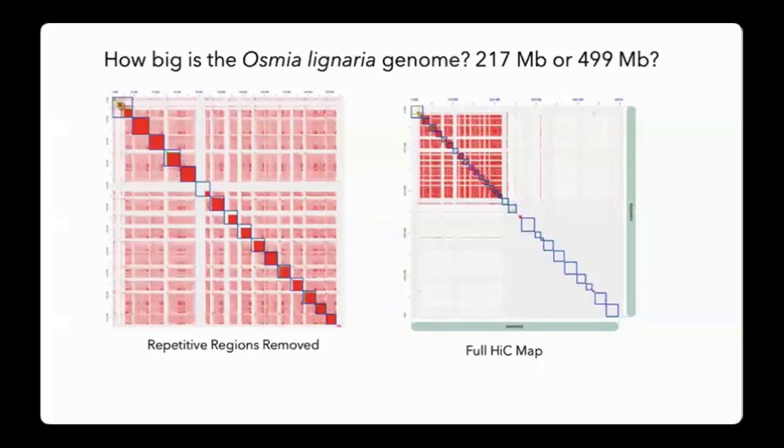So for Osmia lignaria, the genome size is either 217 megabases if you remove those repetitive regions, the non-red parts, or 499 megabases if you leave it in. And one of the things we've struggled with initially was, do we leave this in or remove it? And it seems like in some cases people do remove this repetitive DNA.